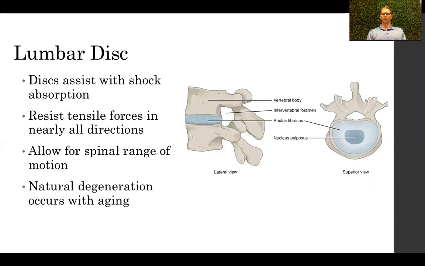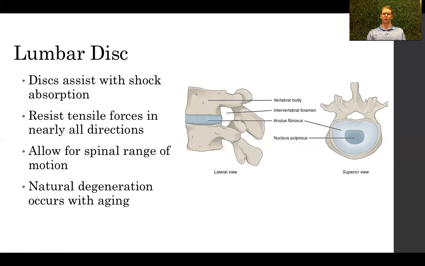I think it was McGill who said that flexion and rotation places the most amount of stress on the disc. So that movement, especially in someone who has an acute disc herniation, would likely be pain-provoking. But because they provide shock absorption and because they're spacers for the vertebrae, they allow for spinal motion. So they're very important structures.